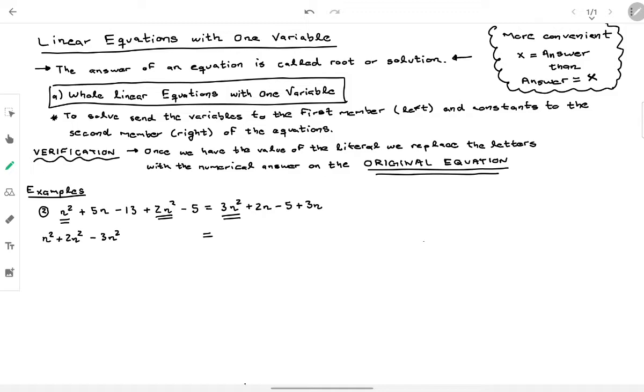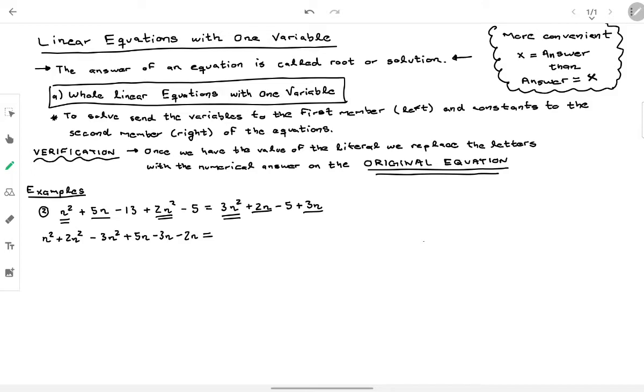Then we go with the n, so we have 5n that doesn't move, so it will stay here. And we have also plus 3n that will become minus 3n. And we have this plus 2n that will become minus 2n.